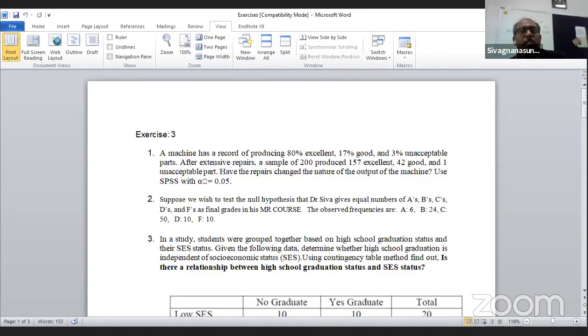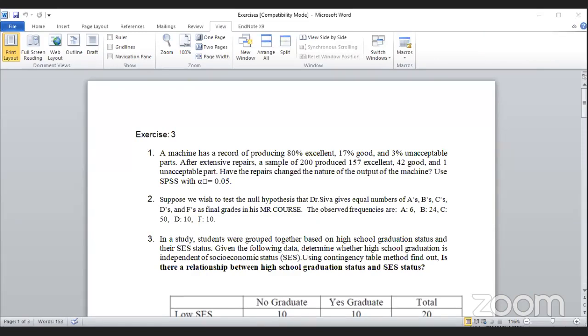You remember the machine is supposed to produce 80% excellent, 17% good, and 3% unacceptable. So you have to write the values in ascending order. In the sense, 3% is unacceptable, right? So 3% is 0.03, and then 17% is 0.17, and then 0.8. Sir, the screen is stuck on the Word file, sir. Okay.